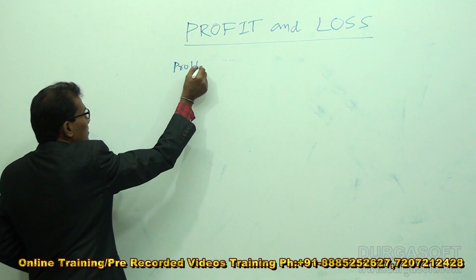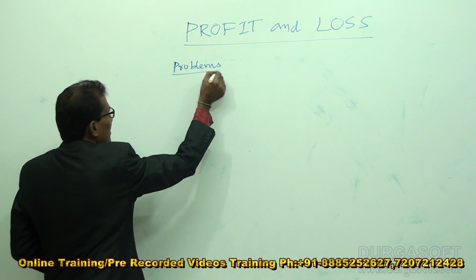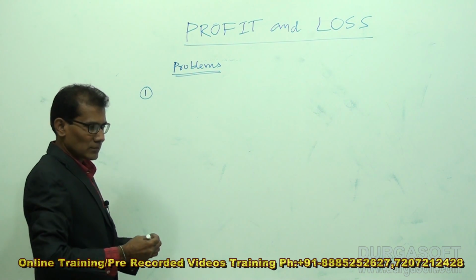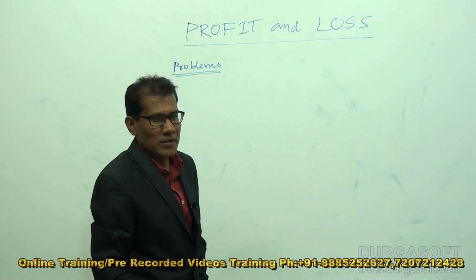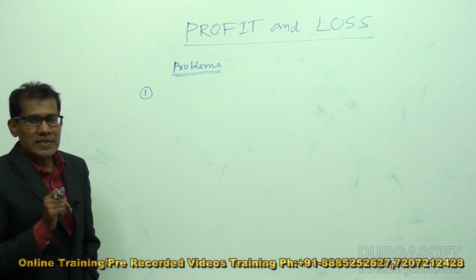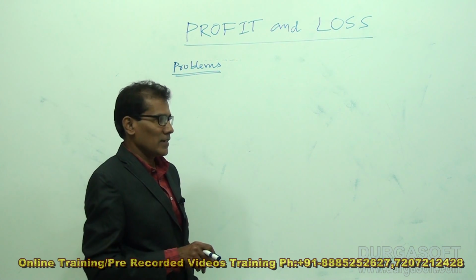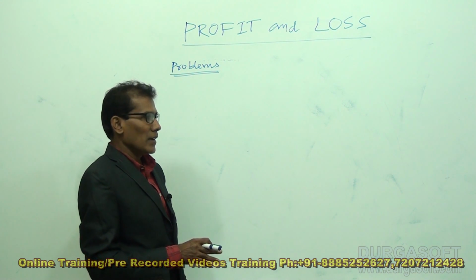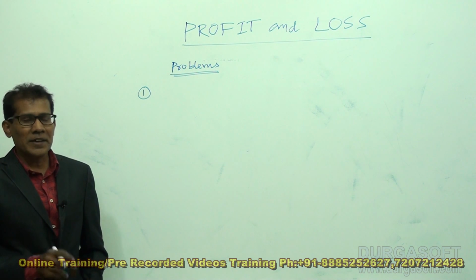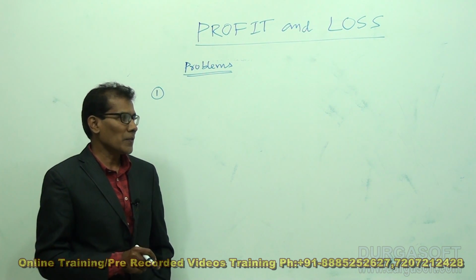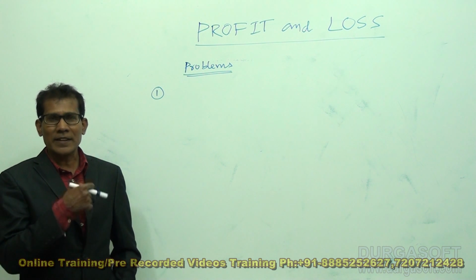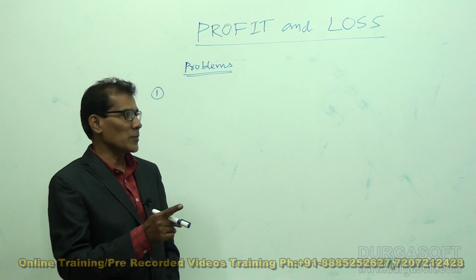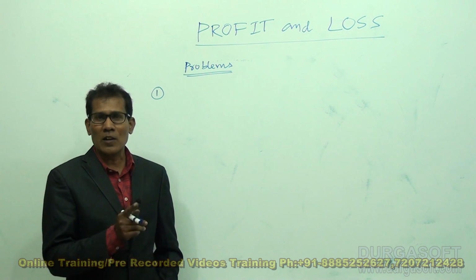We take a few problems based on these concepts in profit and loss. Say question number 1. In the question, it is given like this. The selling price of an article is 900 rupees. By selling it, a trader can make a profit of 12.5%. Then what could be the cost price of the article?